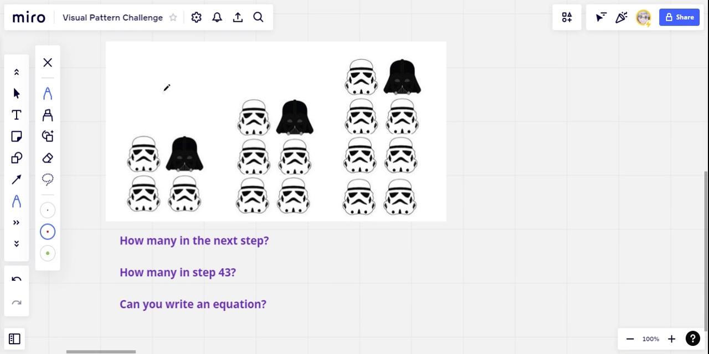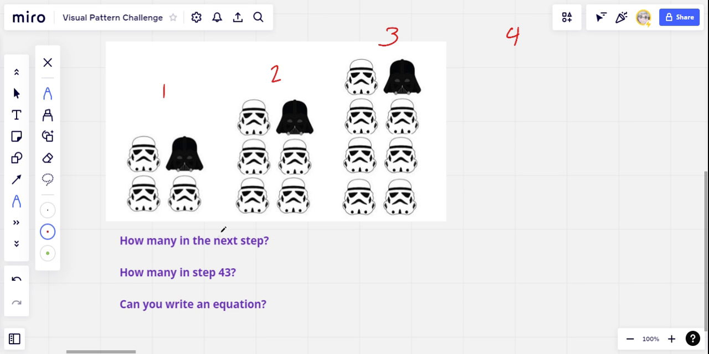Here's our pattern today. Here's step 1, here's step 2, here's step 3, and your challenge is to predict how many stormtroopers and Darth Vaders are going to be in step number 4. If you can do that, can you predict the number in step 43? And can you write an equation that you could use to predict the number in any step at all? So that's the challenge. If you'd like to give it a try, pause the video and see how it goes.